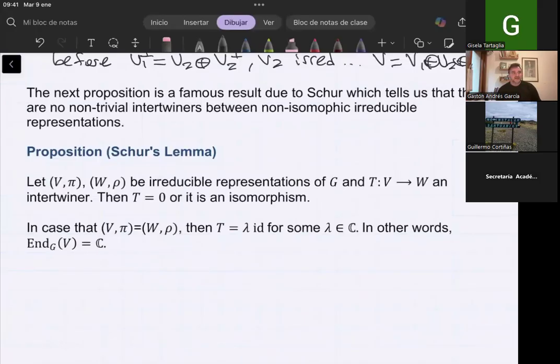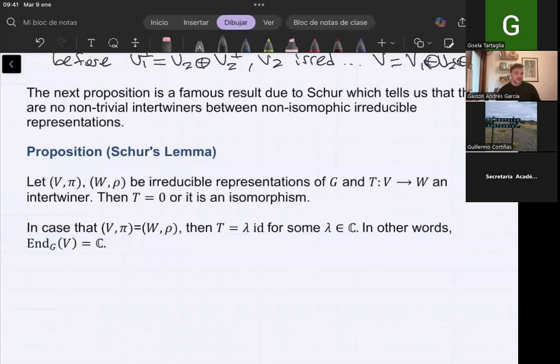So what's next is a very nice result due to Schur. It appears everywhere because it's so intuitive that it appears in everything. Here we are going to state it for representations, but in general it works for any actions of anything on vector spaces or on other spaces. So the idea is very clear and it applies everywhere.